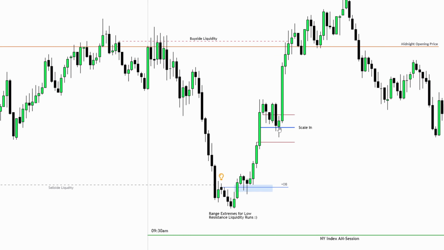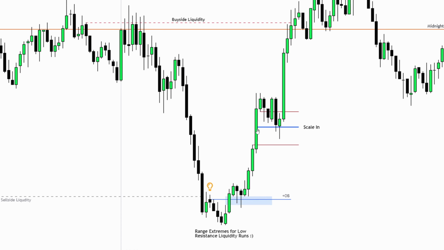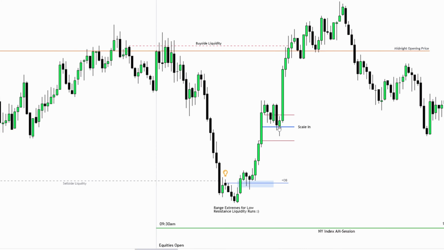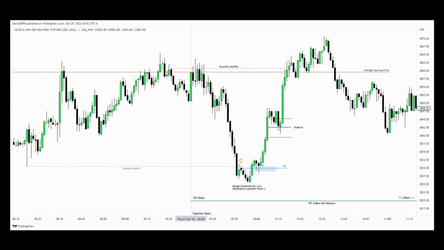Notice that a possible scale in inside this fair value gap, and ideally at the consequent encroachment of this fair value gap, the midpoint, would be ideal to reaccumulate long positions.